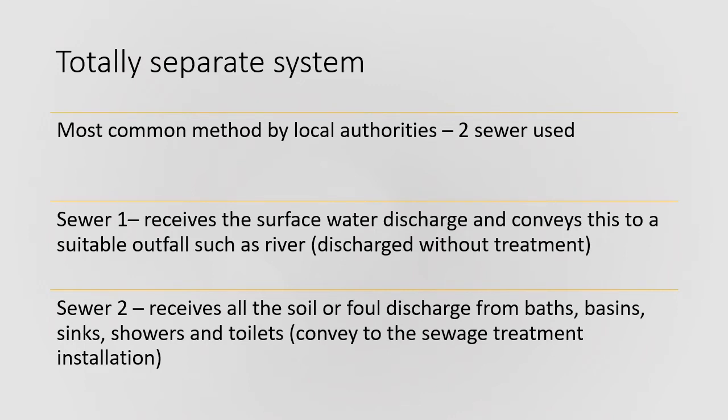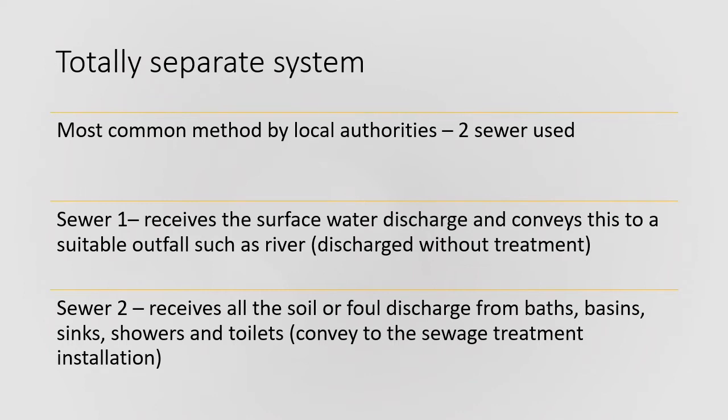In totally separate system, it is the most common method by local authorities where two sewers are used. Sewer 1 will receive the surface water discharge and convey this to a suitable outfall, such as river. And for sewer 2, it will receive all the soil or foul discharge from bath, basin, sinks, shower and toilets.